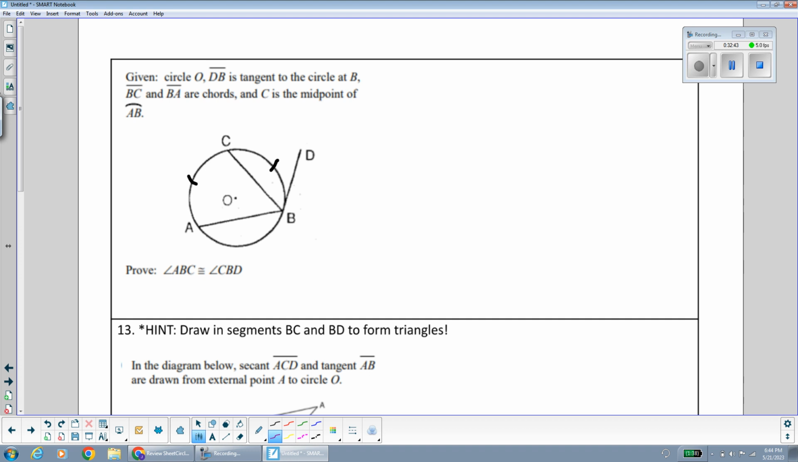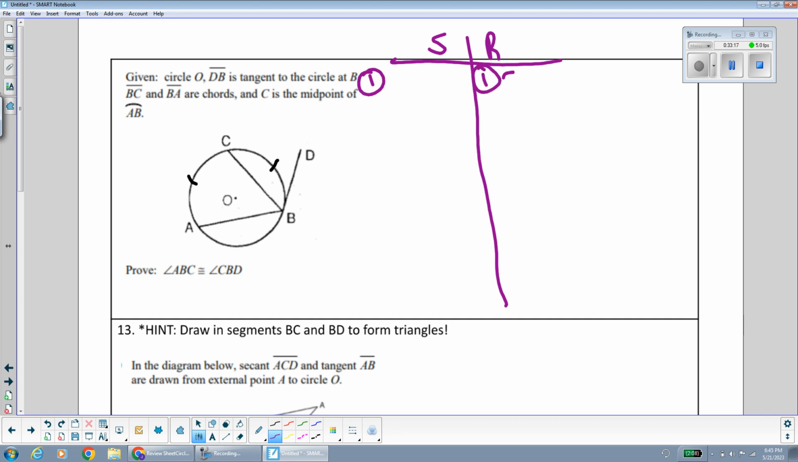Now, actually, this proof is really, really simple. This is an inscribed angle, so it's half of its arc. And this is an angle formed by a tangent and a chord, so it's half of this arc. So they have to be the same as each other because their arcs are the same and they're both half of their arcs. So that's pretty simple. Let's write it up. That one really didn't require that much.